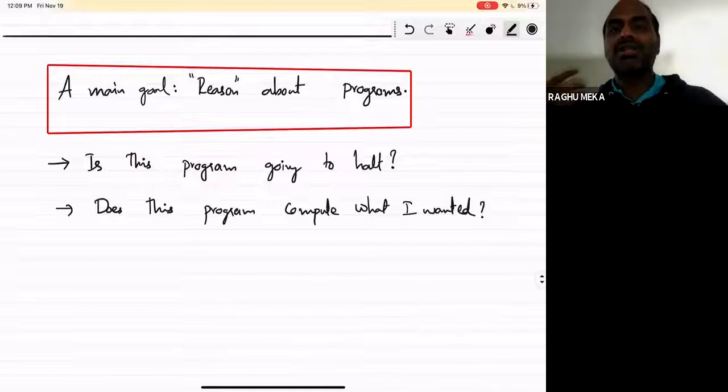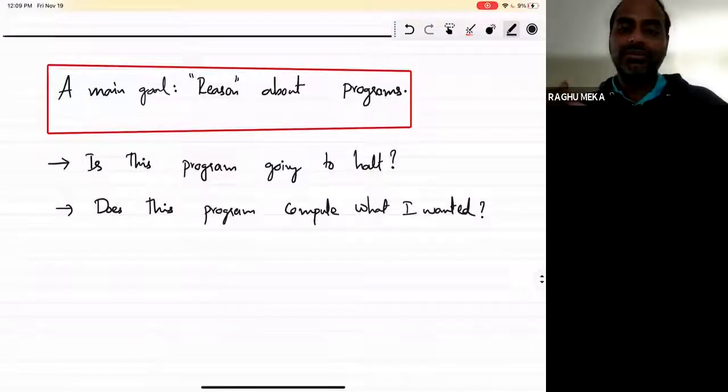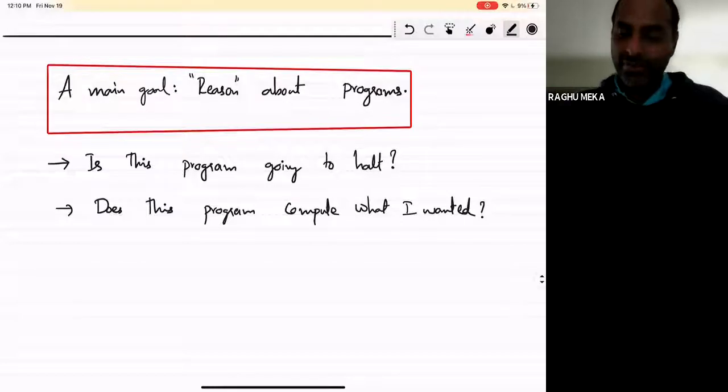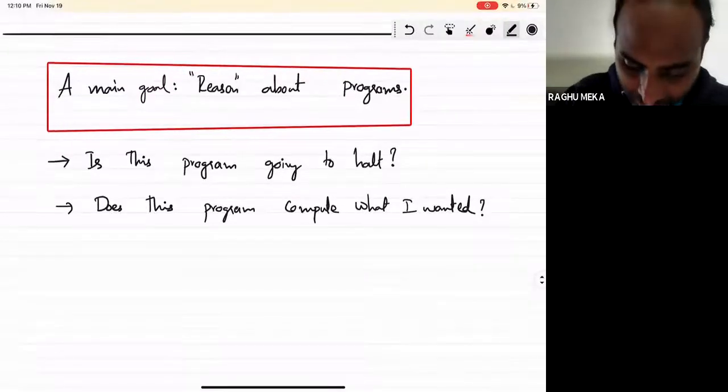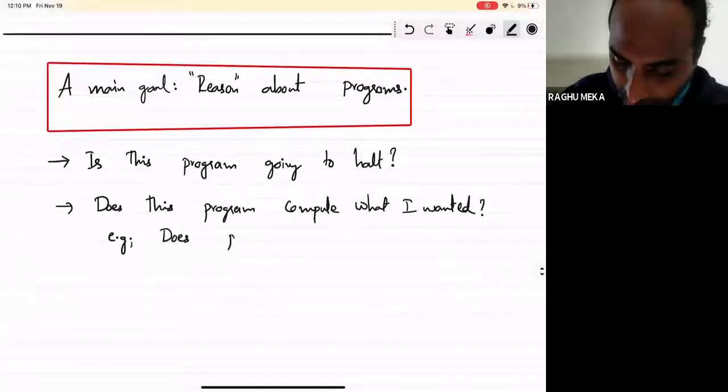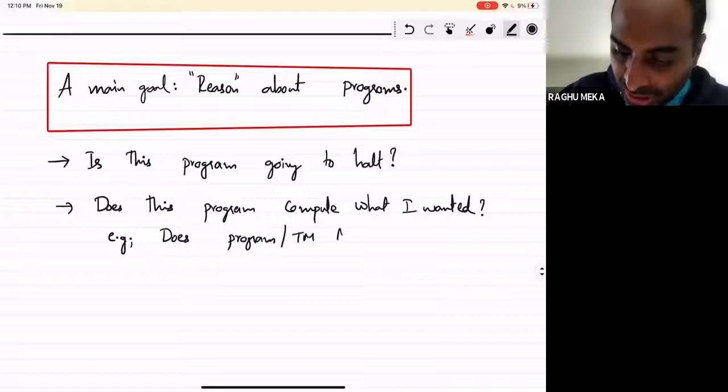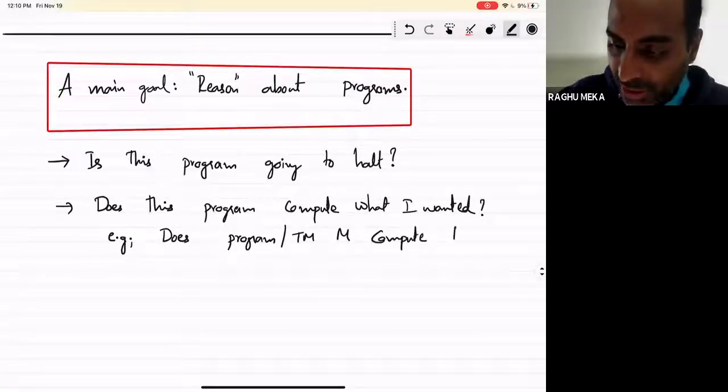I'm not going to just trust some number of test cases that I inputted to verify that my algorithm is correct. I want bulletproof proof that it is correct. For example, does program, which you should think of as Turing machine M, compute, let's say, majority function.